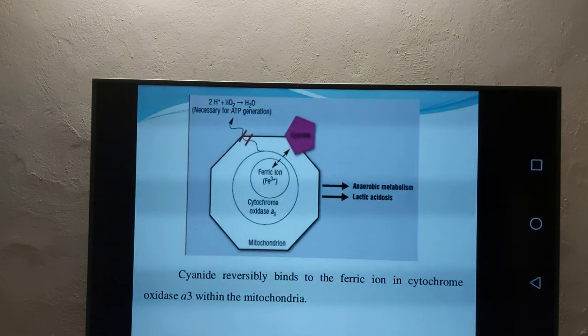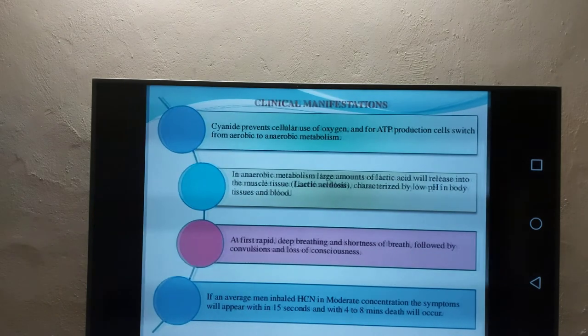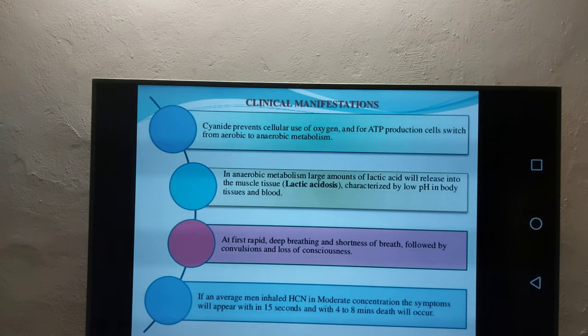Ferric ions, cytochrome oxidase, mitochondria level action, inhibition of ATP production. Clinical manifestations. Cyanide prevents cellular usage of oxygen and production of ATP. In anaerobic metabolism, large amounts of lactic acid will be released into the muscle tissue, causing lactic acidosis and low pH levels. At first, rapid deep breathing and shortness of breath, followed by convulsions and loss of consciousness.